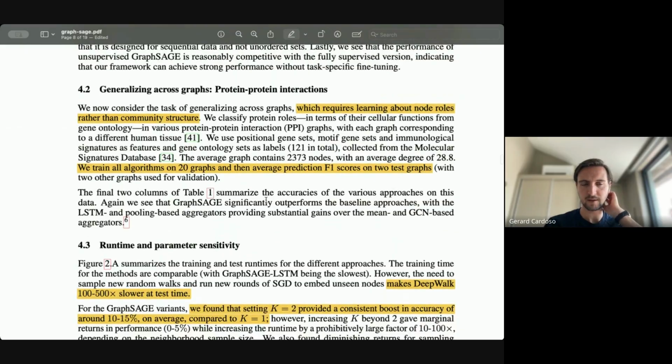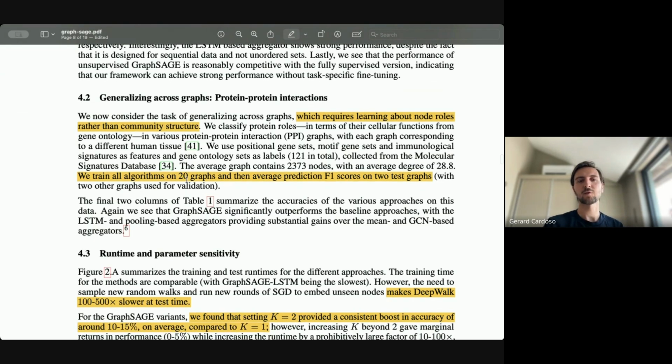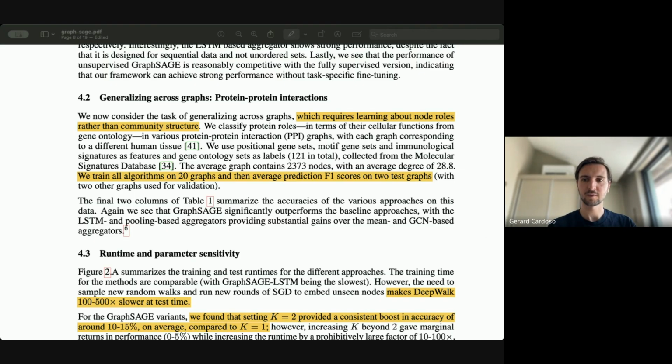And then here's the experimental setup for the protein-protein interactions. They have 20 different graphs that they use for training. And then the F1 scores are based on 2 test graphs, which are, as a reminder, completely unseen, right? So these are 2 completely different graphs, but the aggregator functions are effective on those 2 unseen graphs.